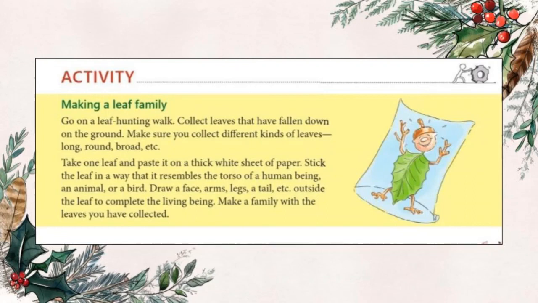Stick the leaf in a way, that is, paste the leaf in a way that it shows the torso of a human being. Torso means the trunk of the human body, or an animal, or a bird. After pasting the leaf, outside the leaf, you have to draw a face, arms, legs, a tail, etc. to show the picture as a living being. Not only one picture, you have to make a family with the leaves you have collected. Students, really it's an interesting activity. You can do it yourself neatly and properly.